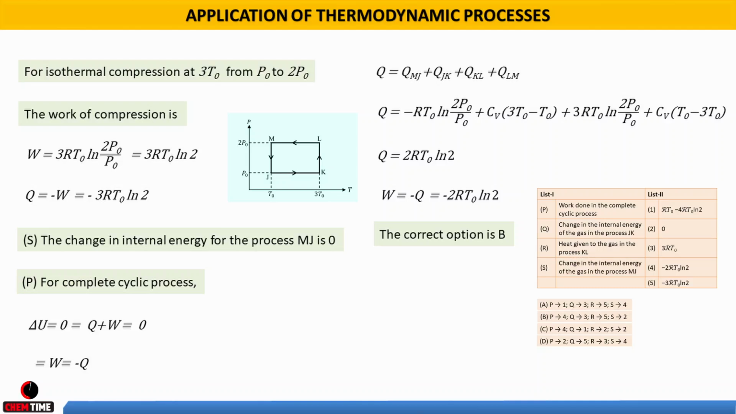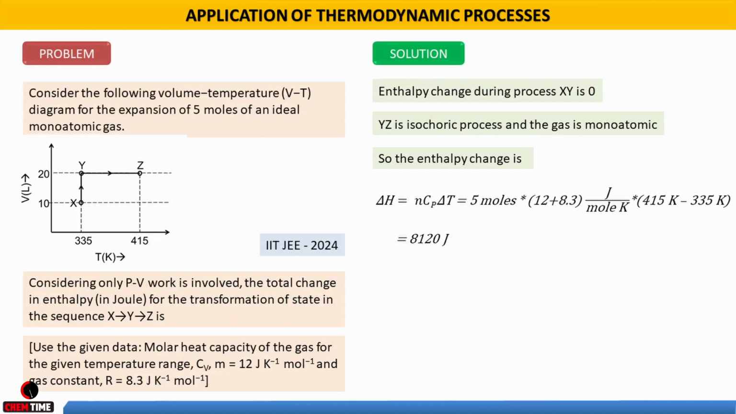The second problem that is given in the IIT JEE 2024 examination is: consider the following relation between volume and temperature for the expansion of 5 moles of an ideal monoatomic gas. The gas is ideal and monoatomic. And the process is represented as X, Y, Z. And the gas constant is given as 8.3 and Cv is given as 12 joules per mole Kelvin. And we need to calculate the enthalpy change for this process.